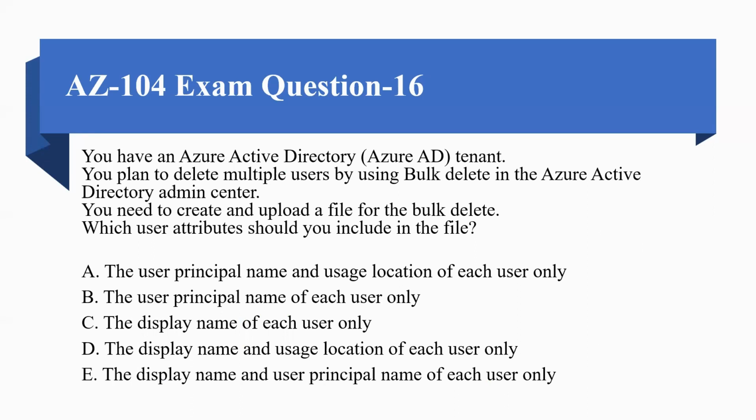Option A, the user principal name and usage location of each user only. Option B, user principal name of each user only. Option C, display name of each user only. Option D, display name and usage location of each user only. And option E, display name and user principal name of each user only. And the correct option would be option B, the user principal name of each user only.